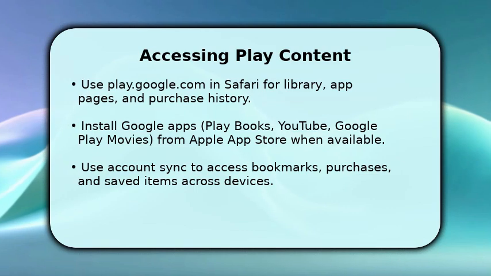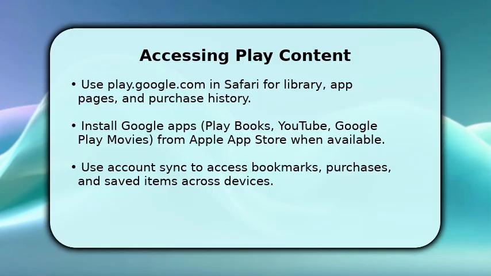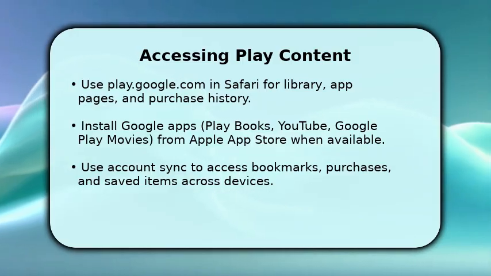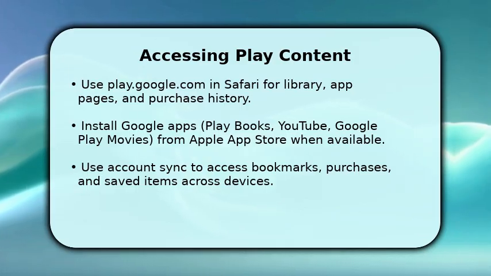Once on Play.Google.com, search for the item you want. You'll see app pages, book listings, and media details. If an item is an Android app you can't install, look for cross-platform availability or a web alternative.